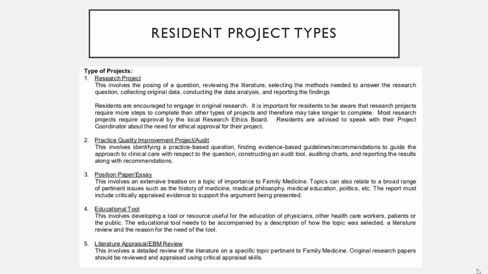So here's a breakdown of the actual resident project types with descriptions. So again, this is on Brightspace in the Resident Project Guide. So for a research project, that's a traditional posing of a question, reviewing the literature, selecting the methods needed, collecting original data, conducting the analysis, and reporting on the findings. Practice quality improvement project or audit identifies a practice-based question, constructs an audit tool, audits the charts, and reports on the results. Position paper, this involves an extensive treatise on a topic of importance to family medicine.